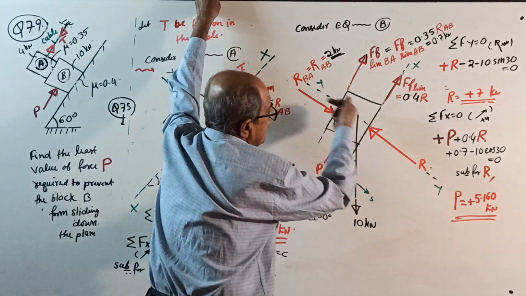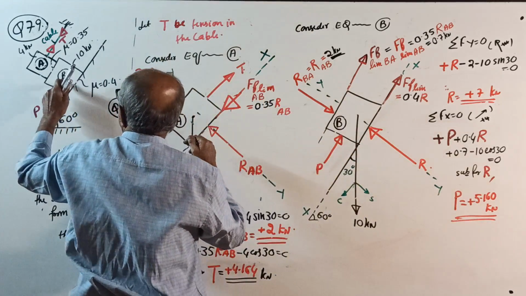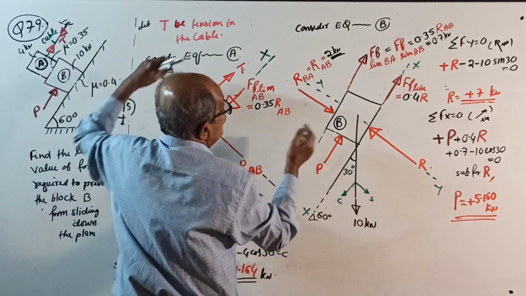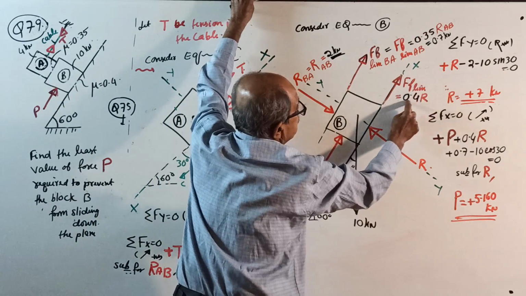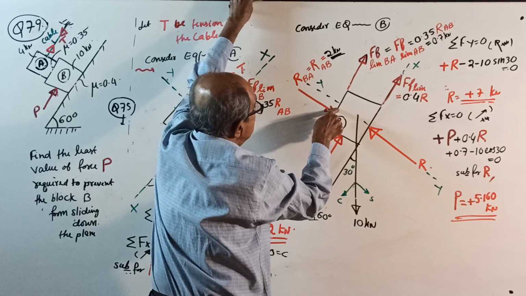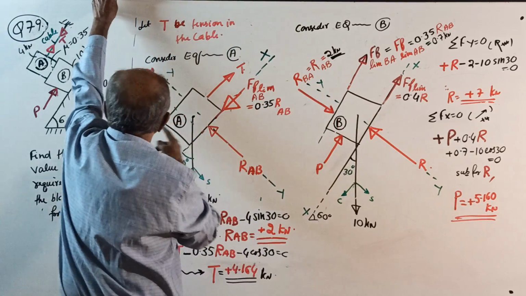So R is a normal reaction. And block B is sliding down. Its tendency is to slide down. Friction is up. FF limit is 0.4 R. Suffix not required. But this contact point, be careful. Again I told the class, 75.